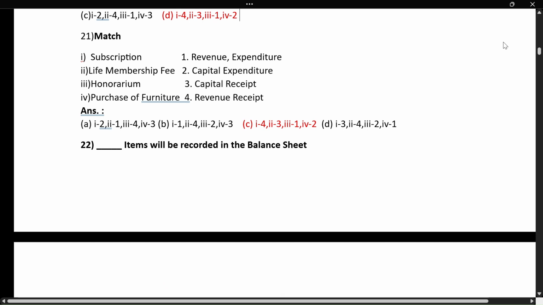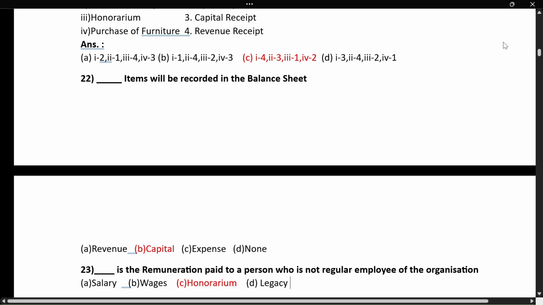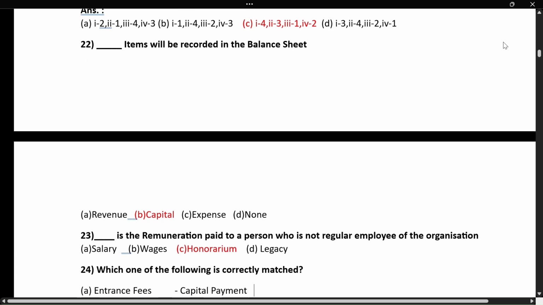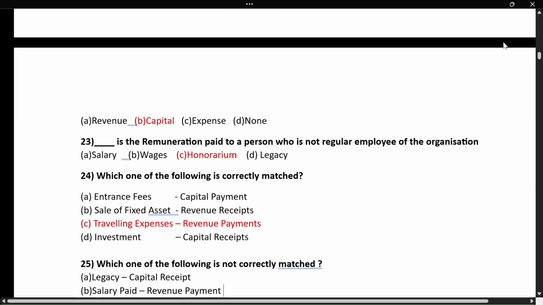Again match. Subscription is a revenue receipt. Life membership is a capital receipt. Honorarium, a revenue expenditure. Purchase of furniture, capital expenditure. Dash items will be recorded in the balance sheet. In a non-profit organization, capital items. Dash is the remuneration paid to a person who is not a regular employee of the organization: honorarium.